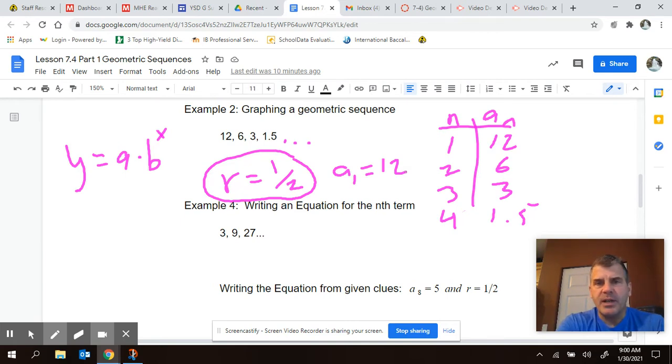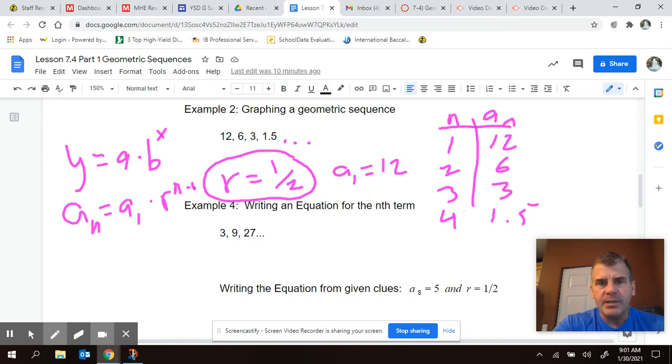So all geometric sequence explicit formulas are of the form, it's very similar, but they're all of the form a sub n is equal to, we take our initial value, in this case a1, and we multiply that by the common ratio to the n minus 1. All of them follow this same patterning. Notice the relationship again between exponential growth and decay functions and then explicit equations for geometric sequences.